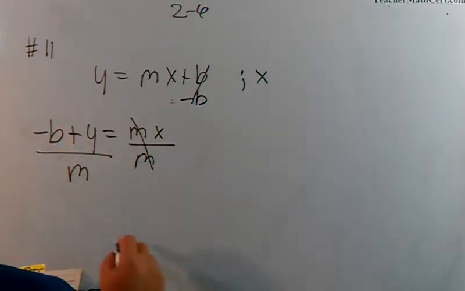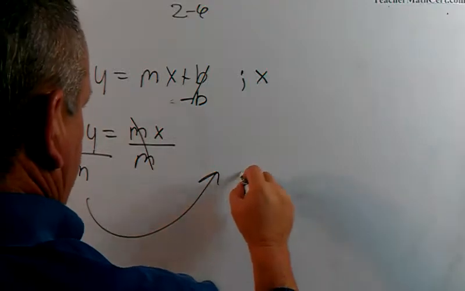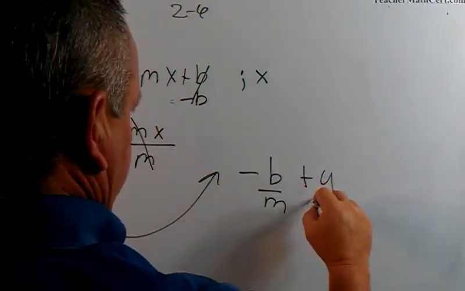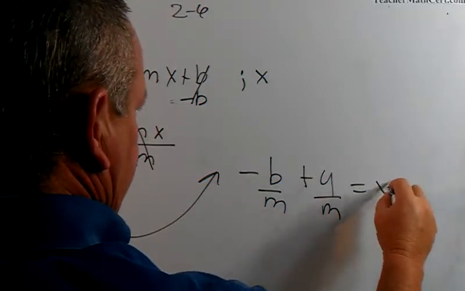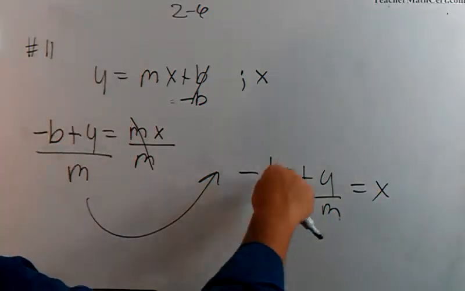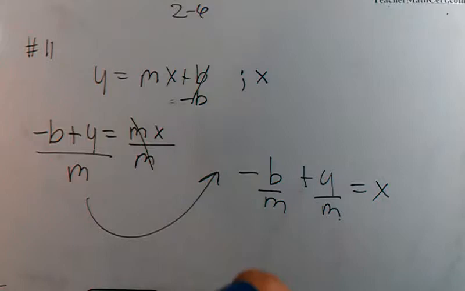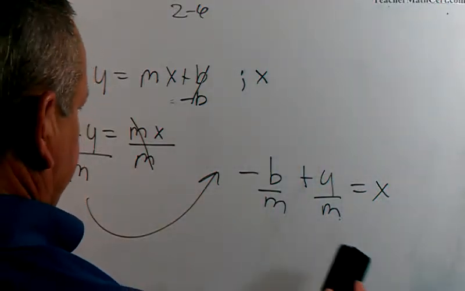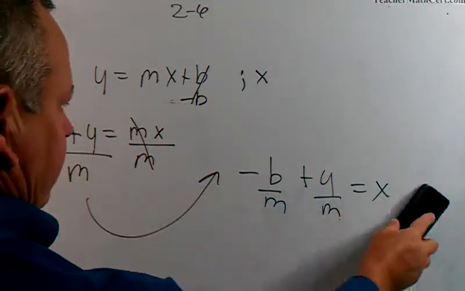And that's your answer. We can rewrite that, we know, as b over m plus y over m is equal to x. There's no common factors here between any of these things, obviously, because they're all different variables. So that's your answer, in this form or this form.